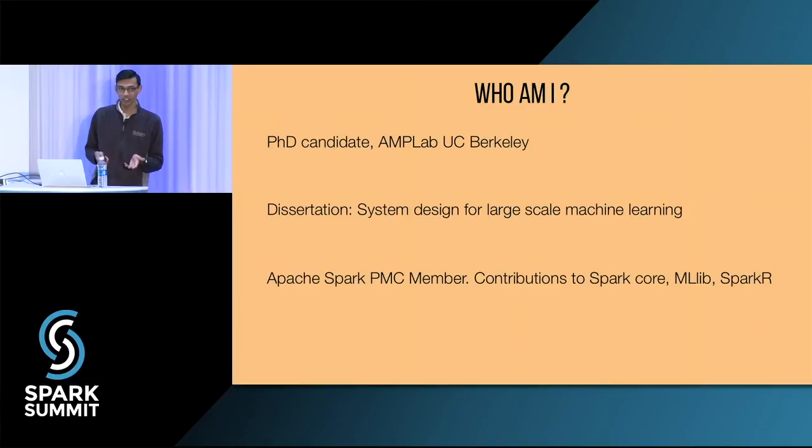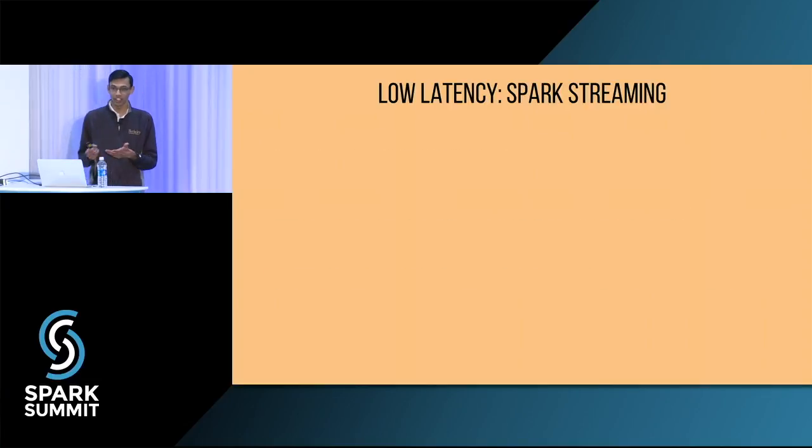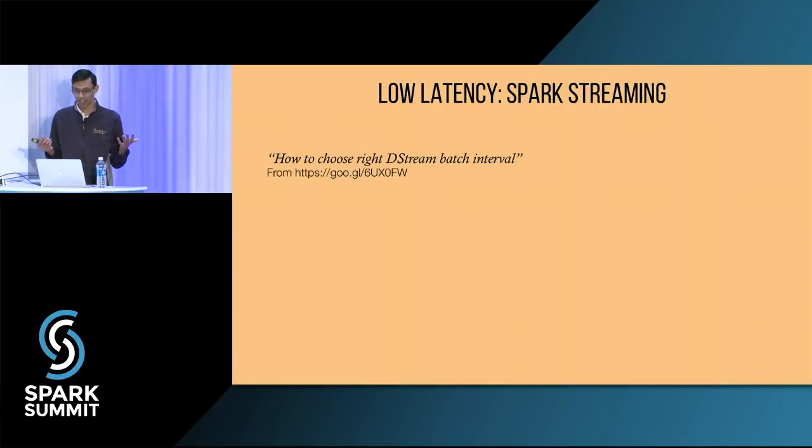But the focus of today's talk is specifically going to be low latency stream processing, and in the context of Spark, especially Spark streaming. Now, the latency of Spark streaming is a topic that comes up in a number of contexts in user mailing lists, which, for example, ask questions like, how do I set the right dstream batch interval, and how do I configure Spark streaming to get low latency?